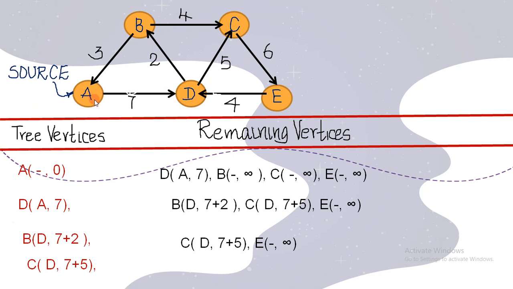E can be reached from A via D, via B, that is A, D, B, C, E. As far as this path is concerned, it is 7 plus 2 plus 4, 7 plus 2, 9, 9 plus 4, 13, 13 plus 6, 19. As far as this path is concerned, it is 7 plus 5, 12, 12 plus 6 is 18. Therefore, this path is chosen. Therefore, E can be reached from A via C. It is 7 up to D, from D to C it is 5, and C to E it is 6. 7 plus 5, that is 12, plus 6, 18, which is less than any other path.